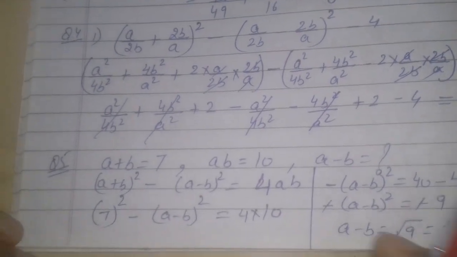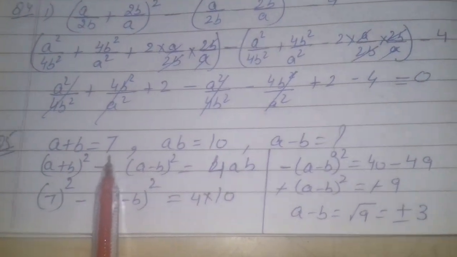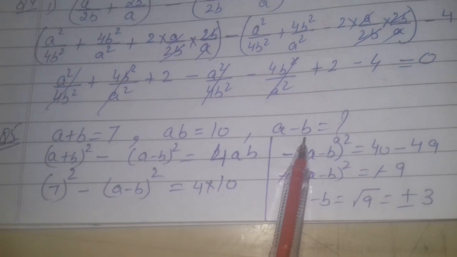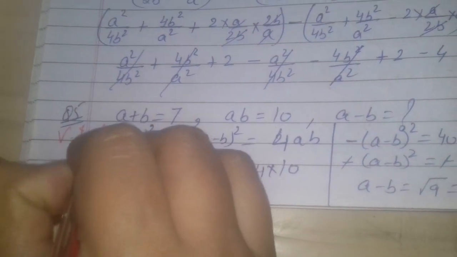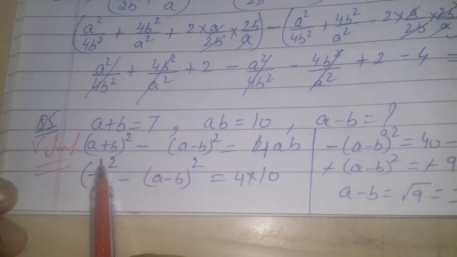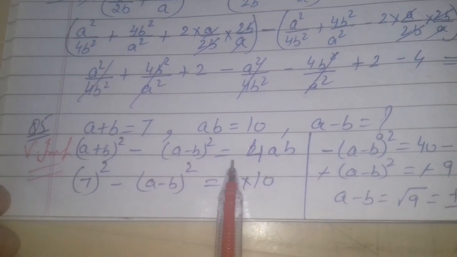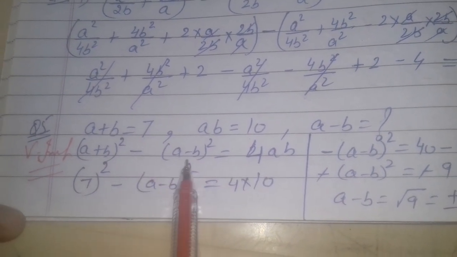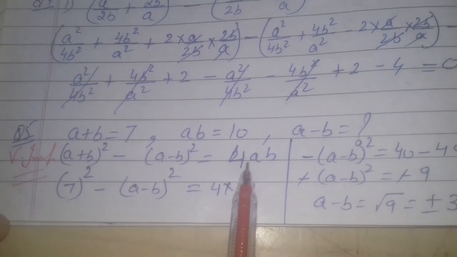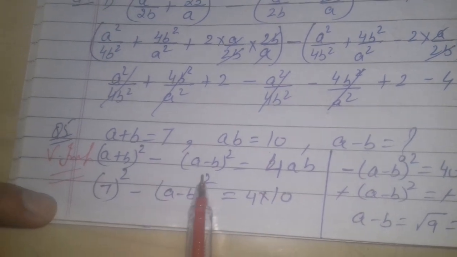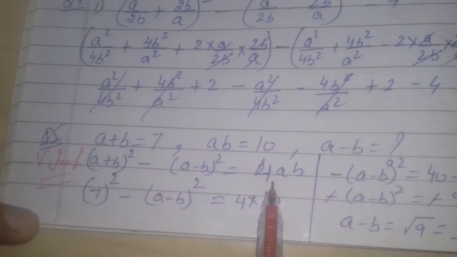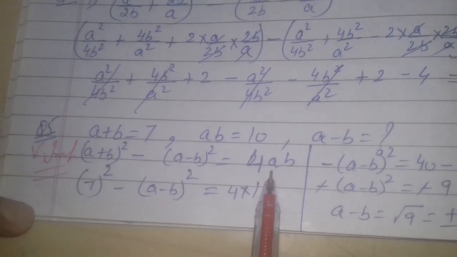Question number 5. You are given a plus b is equal to 7, ab is equal to 10 and you are asked to find this. Very important, children. Very important relation of a plus b and a minus b. Clear? (a plus b) whole square minus (a minus b) whole square is equal to 4ab. That you can do. You can expand it. You can expand this also. And finally, after cutting, you will get the answer 4ab. So this expression is very important.